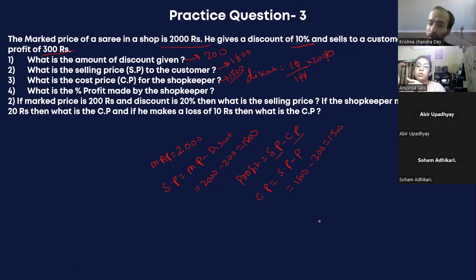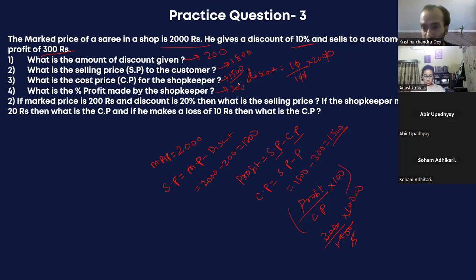What is the profit percentage? Profit percentage is profit by cost price, because profit is earned on cost price, into 100, right? The profit he made is 300 rupees, and he bought at 1500 rupees. If you cancel this, 5 into 20, so this comes out to be 20 percent, right?